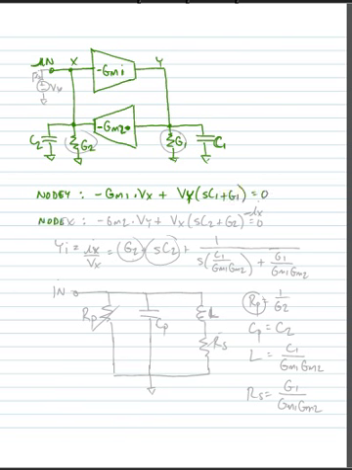Now if we look at node X, we'd have minus GM2 times Vy plus Vx times (SC2 plus G2) is equal to 0. Oh, and I forgot, we need to put our input voltage source in here, Vx, and we're measuring the current Ix that flows from that device. So here we need to add a minus Ix.